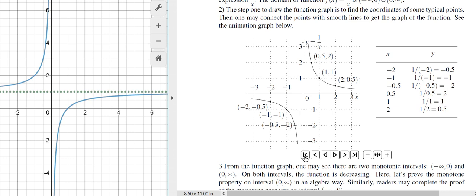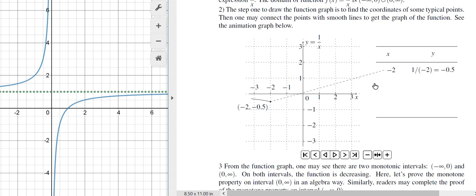Recall how we got that. We did this frame by frame. You plug in -2 here. 1 over -2 is -0.5. So -0.5 is this point. X is -2, y is -0.5. So that's the first point.